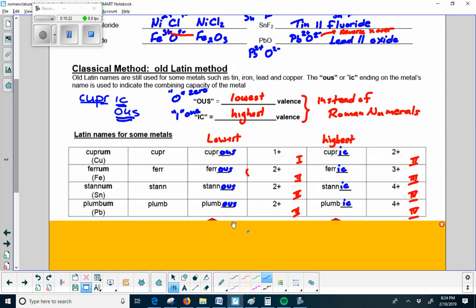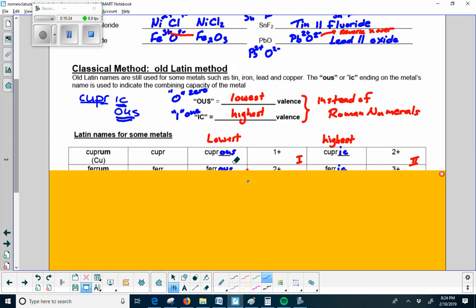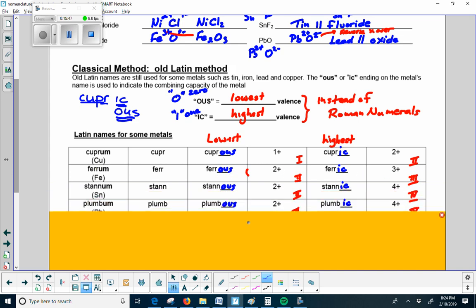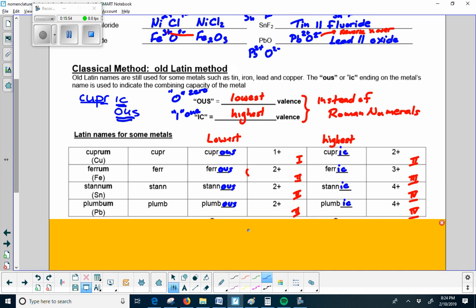Let's look at a few examples here. If I've got copper, I know copper can have a charge of 1 or 2. So instead of using Roman numerals, we're going to be using the -ous and -ic. The lower charge is going to be -ous. This would be cuprous, and this would be cupric. Similarly, iron could be 2 or 3. So ferrous is 2, ferric is 3. Stannum and plumbum have similar charges. So 2 would be the -ous, 4 would be the -ic ending.